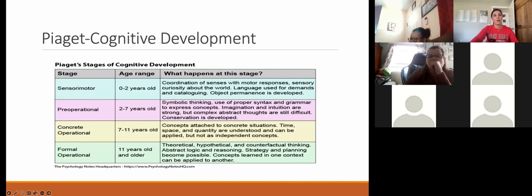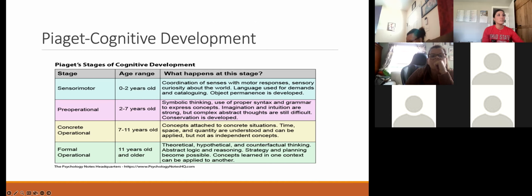Piaget is all about cognitive development. So how we think about things. So in our 0 to 2-year-olds, we're going to be in the sensorimotor stage. We're learning about our environment by interacting with it, learning how to move through it, using all of our senses. This is where we're going to develop object permanence and realize that objects exist even when we can't see them.